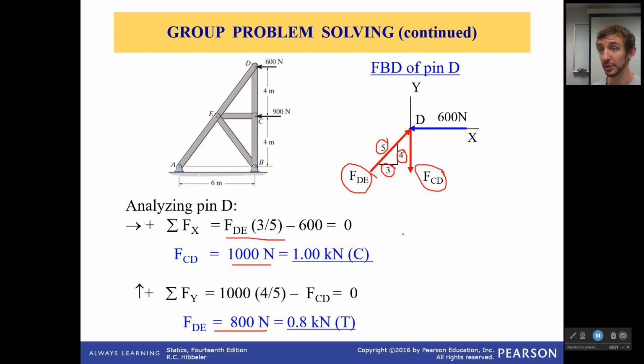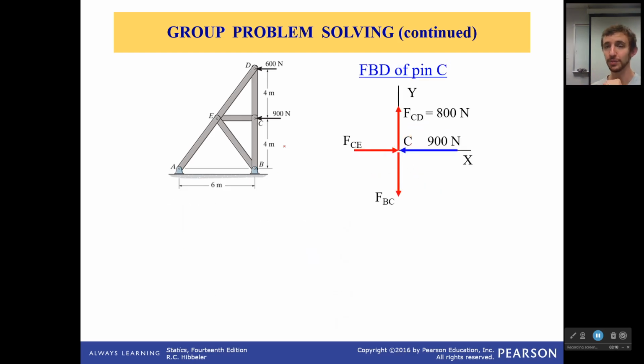Now, if you had drawn this wrong, let's say you drew force DE as in tension to begin with. You would have just gotten a negative 1,000, which would have told you that you drew it in the wrong direction. It's okay. Just remember that and make sure that if you see a negative number when you were drawing this tension, it means it was actually in compression.